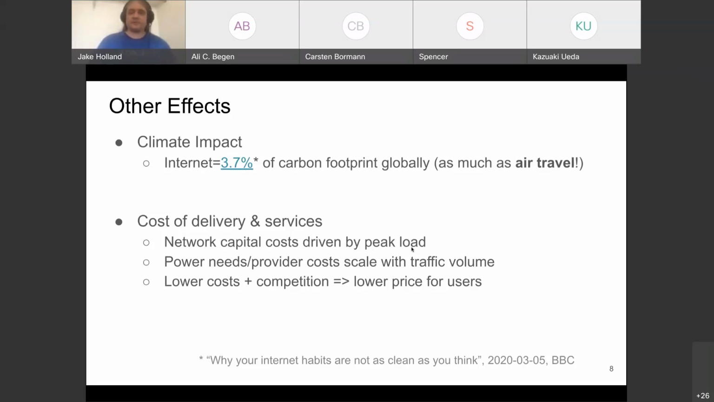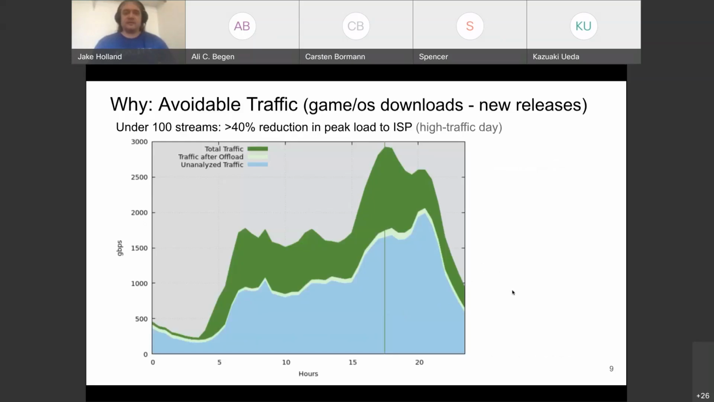The capital costs are driven by the peak load they have to handle, and once you can reduce that, it ends up resulting in a lower price for users for the same quality of service, and that's really what we're getting at. When we look at what kind of traffic we're delivering on these heavy days, this is just from our logs, and we think of this as a pretty lowball estimate, but into an ISP, this is what we're delivering from our platform over the course of the day.